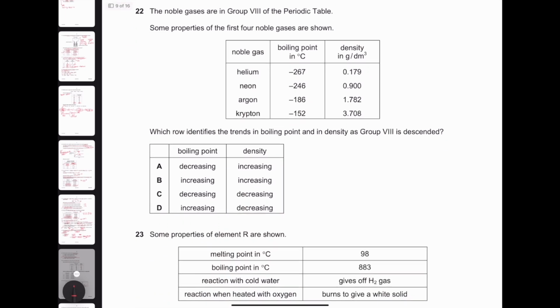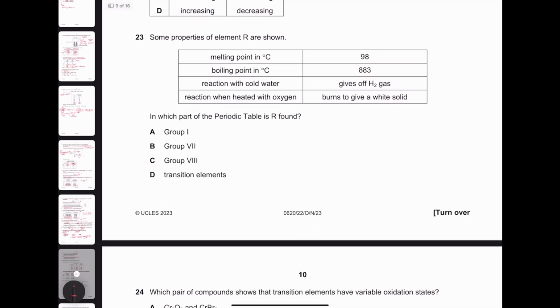The noble gases are in group 8 of the periodic table. Some properties of the first 4 noble gases are shown. And you can see that for the boiling point there's a trend, and density is increasing. All right. Which row identifies trends in the boiling point and density as group 8 is descended? See, as you're going down the group, the boiling point is increasing, right? It's getting less negative, so it is increasing. And the density is also increasing. Answer is B.